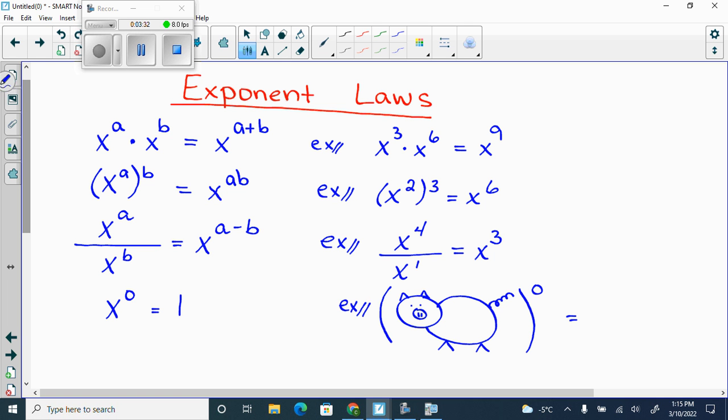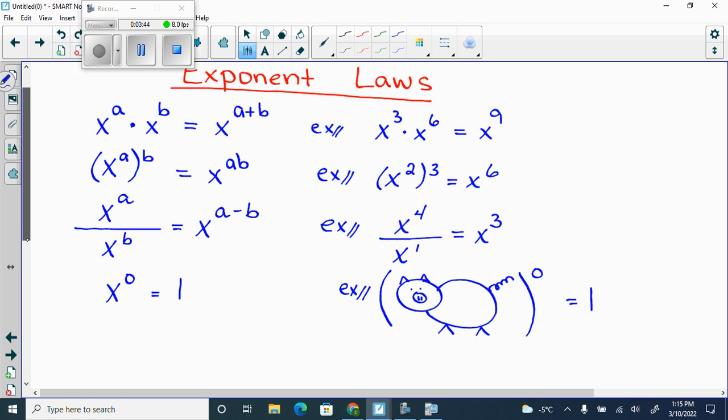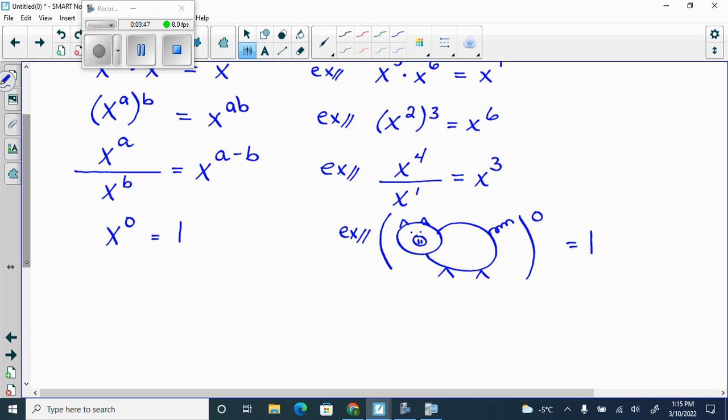What is piggy to the 0? 1. Big. Now, why does that work? Why does to the power of 0 work? Well, let's do a pattern just to prove why it works. If I have, let's say, 3 to the 1, what does that equal? 3. And 3 to the 2, 9. And 3 to the 3, 27. Okay, and it's going to keep growing exponentially, right? Faster, faster, faster. That's part of exponential growth.